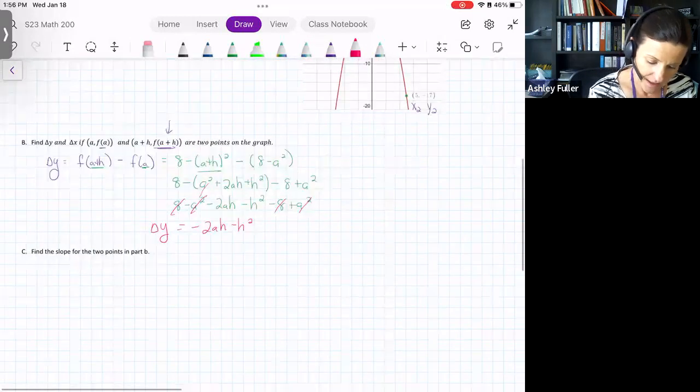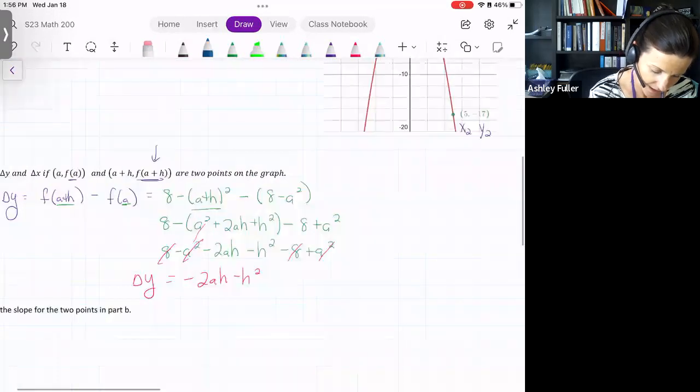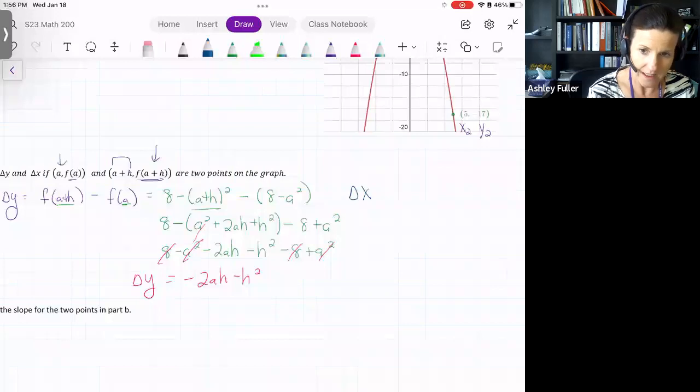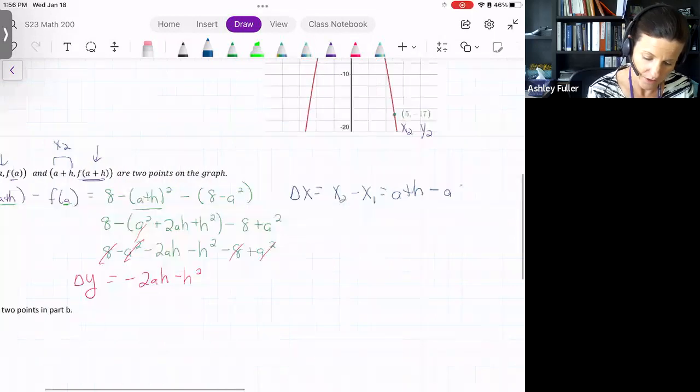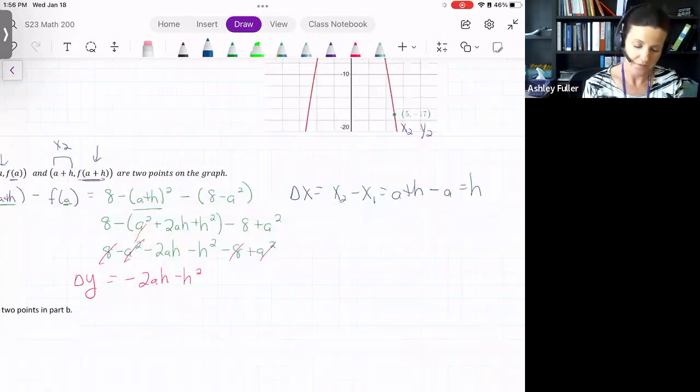Now, if I want to calculate delta x for these points that I've already listed, again, this being an x and this being an x, my delta x can be calculated as x2 minus x1, or in this case, a plus h, this being x2, minus a, which results in h.